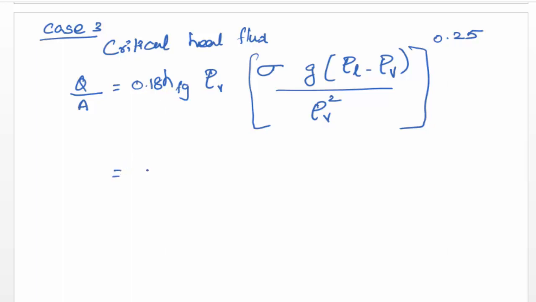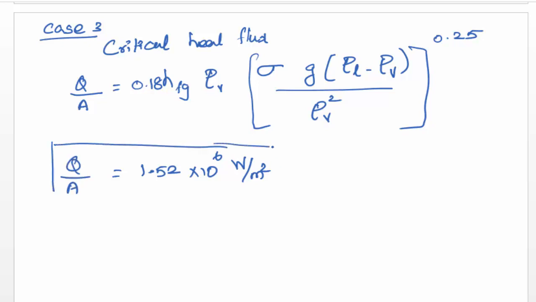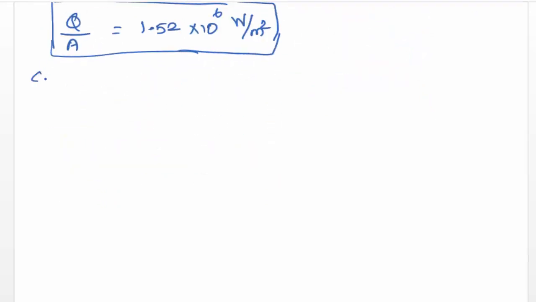So find out the value of Q by A, which will be 1.52 into 10 to the power 6 watt per meter squared. In the problem itself, they asked to find out the critical heat flux value. So Q by A value you have to find out. This Q by A is 1.52 into 10 to the power 6 watt per meter squared. So go to case 4.